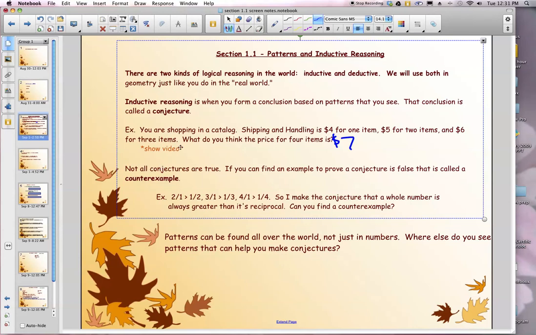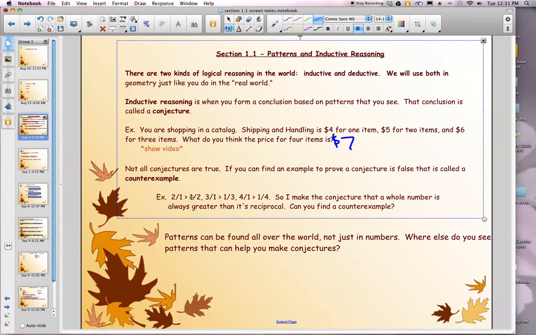Not all conjectures are true. Sometimes a pattern that you think you see isn't necessarily a pattern that continues. It might follow for a couple of times but then fall off. I'm sure you've seen that when you've done patterns in groups of numbers. You think, oh, the pattern is adding 7 each time or multiplying by 2 each time, and it really isn't. It's something a little bit different than that. If you can find an example that shows that a conjecture is false, then that's called a counterexample.